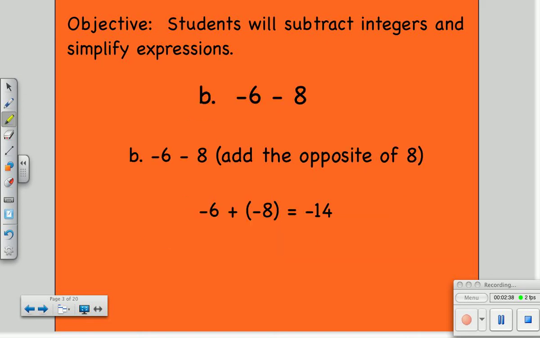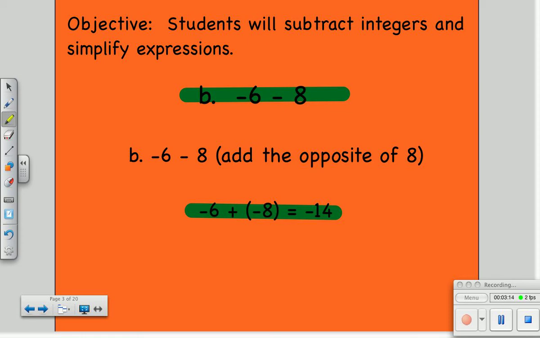Letter B, negative 6 minus 8. We're going to add the opposite, so we're going to leave negative 6 the same. Add negative 8, the opposite of 8. Okay? So what do I have more of here? Well, they're both the same sign. They're both negatives. Since they're both negatives, I keep a negative sign and I just add them together, 6 and 8. 6 and 8 is 14, so I have negative 14.